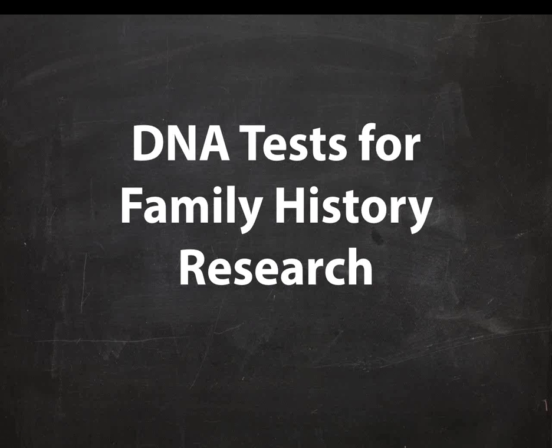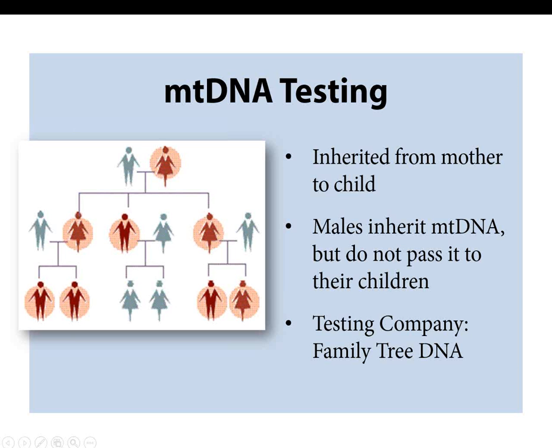So the first two types of DNA tests that are genealogically useful that I will discuss are mitochondrial DNA and Y-DNA tests. Now, the mitochondrial DNA test, which is our oldest type of test that we've been able to use in genetics and genealogy, is inherited from mother to child. Males inherit mitochondrial DNA from their mothers, but do not pass it on to their children. And the term that is generally used in genealogy to describe this type of gender-linked inheritance is called your matrilineal line.